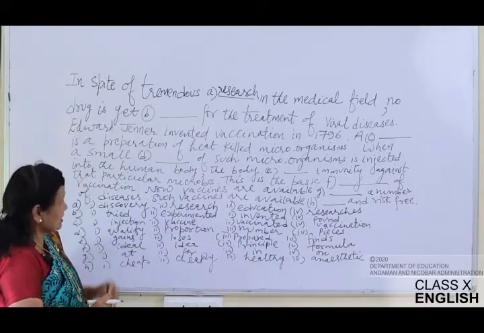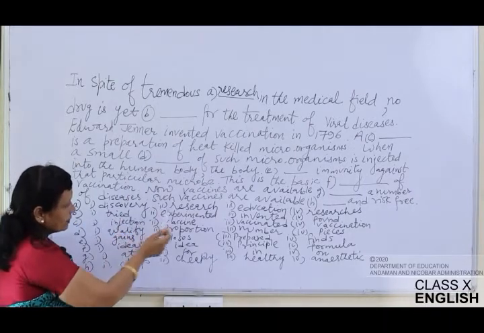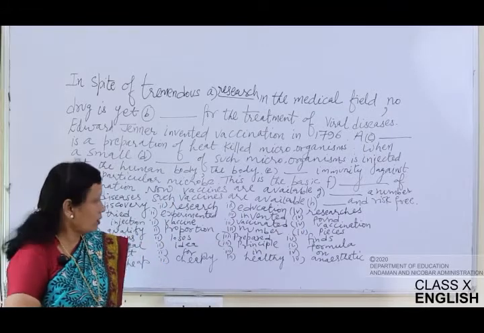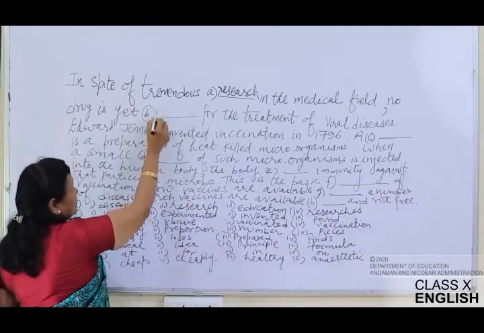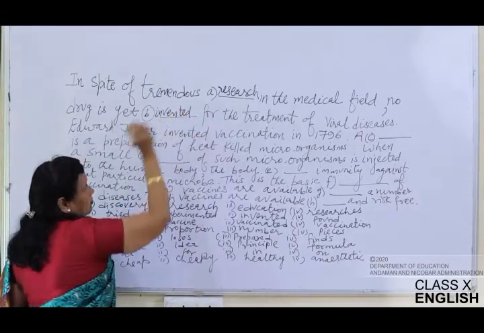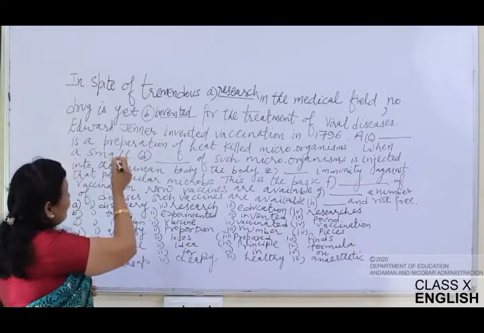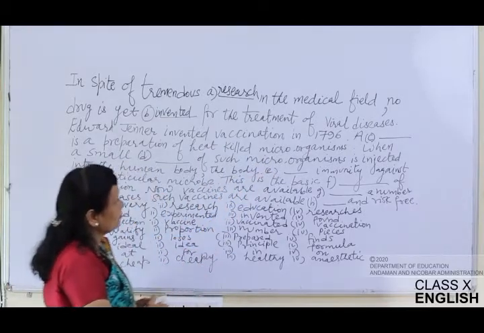No drug is yet for the treatment of viral diseases. Tried, experiment, invented, found. So here it would be invented. No drug is yet invented for the treatment of viral disease. Edward Jenner invented vaccination in 1796.